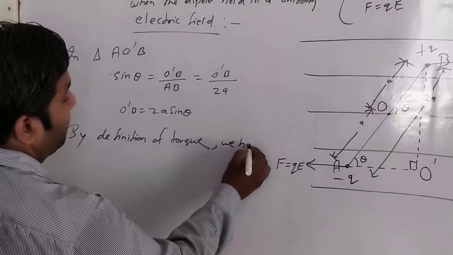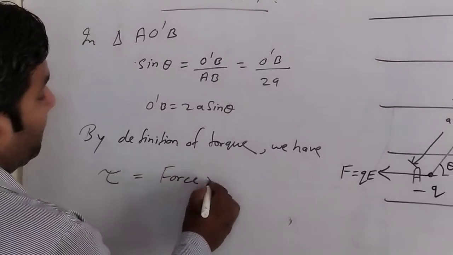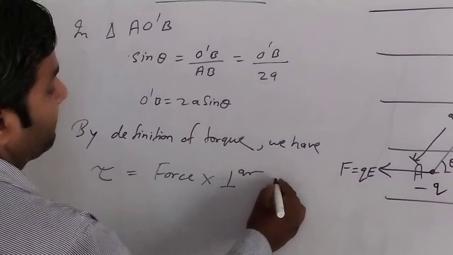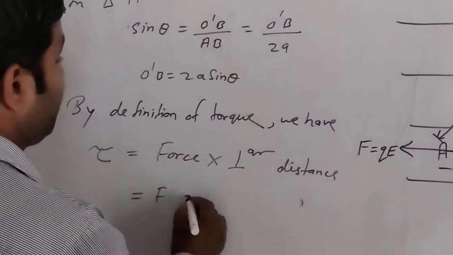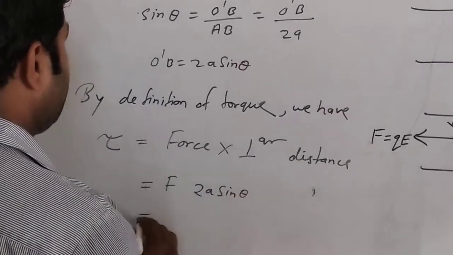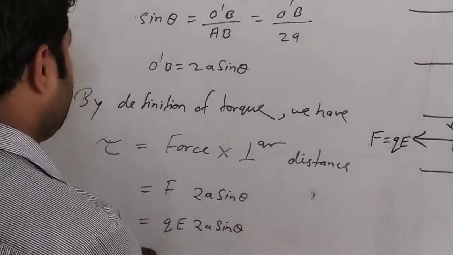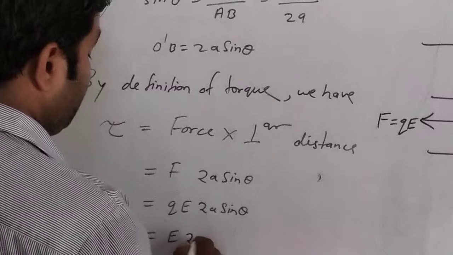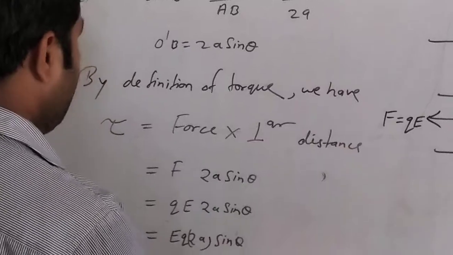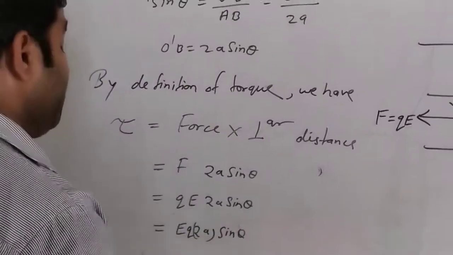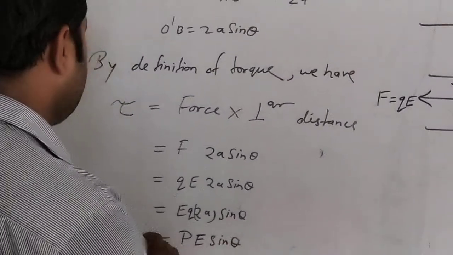we have torque. Tau is equal to force into perpendicular distance, and force here is F, perpendicular distance is 2A sin theta. F is equal to what? QE, and here 2A sin theta. So E into Q into 2A sin theta, and Q into 2A, from the previous concept, is the dipole moment. So PE sin theta.